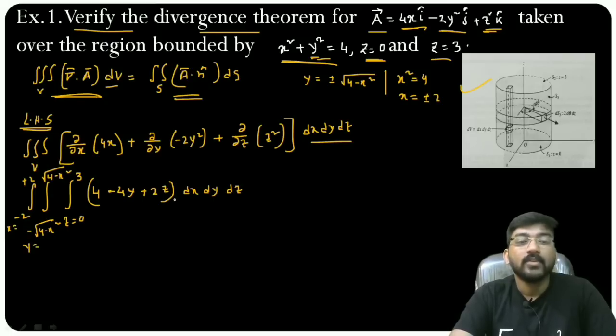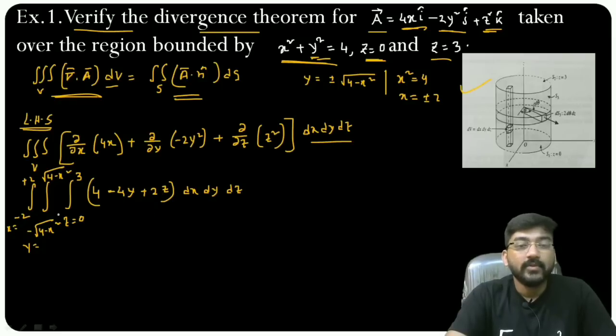So first we have to integrate this function with respect to z. If you integrate with respect to z and put the limit z equal to 0 to z equal to 3, because z is independent here, z is not mixed with y, it is constant, you can easily find the integration of z.